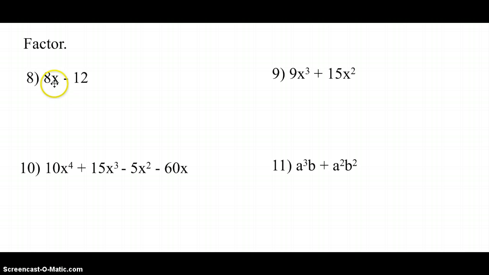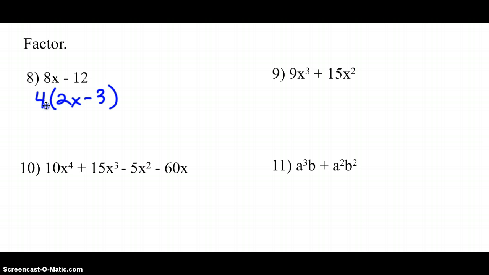factor. So we're going to do the same thing by taking out a GCF, 8x minus 12. So if I look at the coefficients, 8 and 12, the largest number that would come out of both evenly is 4. And then what I'm going to do is divide each term by 4. 8x divided by 4 is 2x. Negative 12 divided by 4 is negative 3.